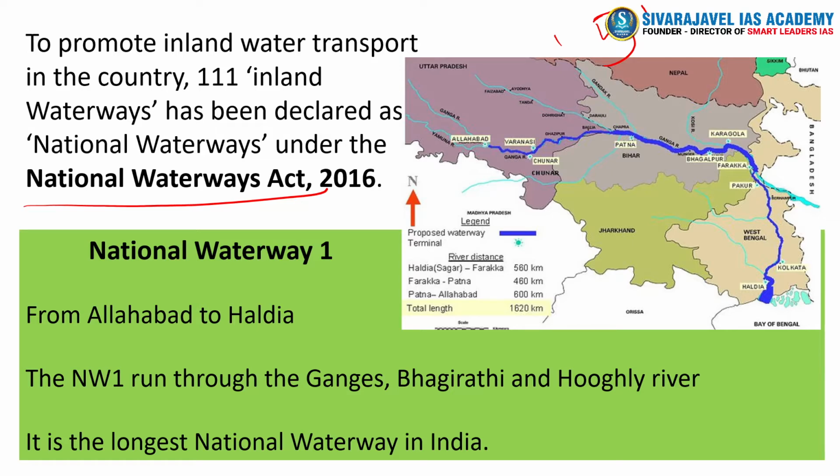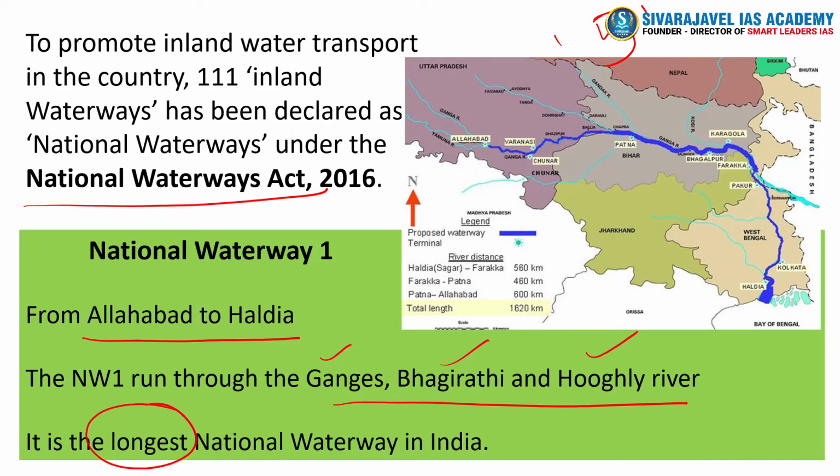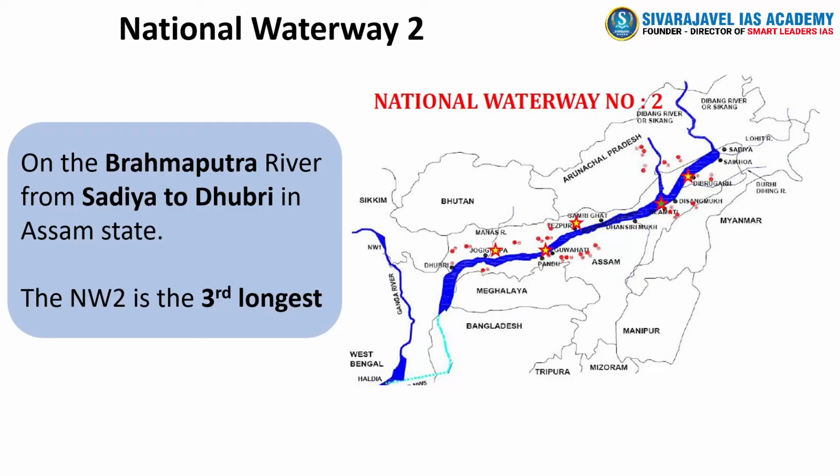The first one is National Waterway 1, and it is from Allahabad to Haldia, and it runs through the Ganges, Bhagirathi and Hooghly rivers. So these 3 rivers you have to know, which are passing through National Waterway 1. And one more thing, it is the longest national waterway. Among the 111, National Waterway 1 is the longest.